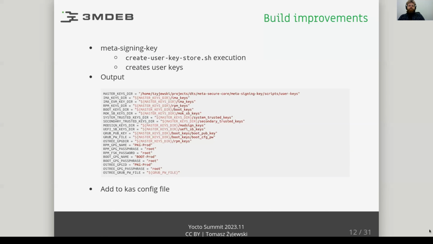And our last one is the meta-signing key usage in the whole build environment. This layer can be used to provide custom keys to sign our boot components, so bootloader, kernel, etc., which are later verified in the process of booting. We just need to use the create user key store script to generate new keys and the configuration file that is presented on the slide.